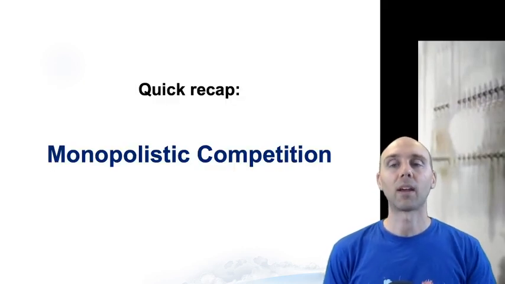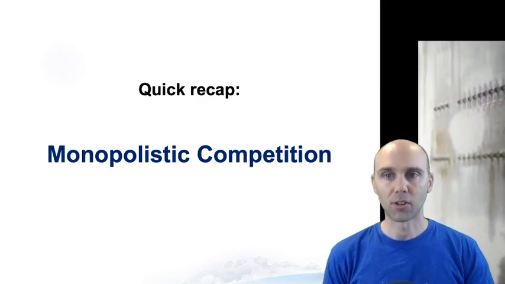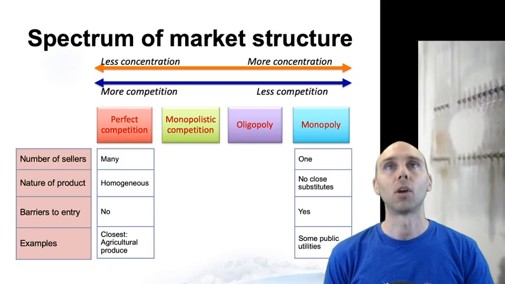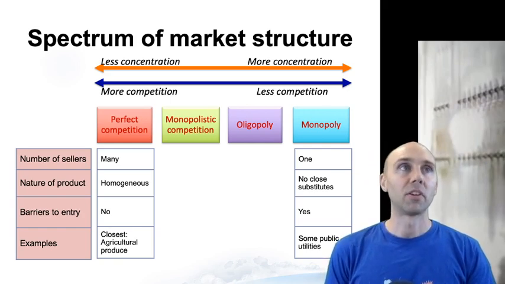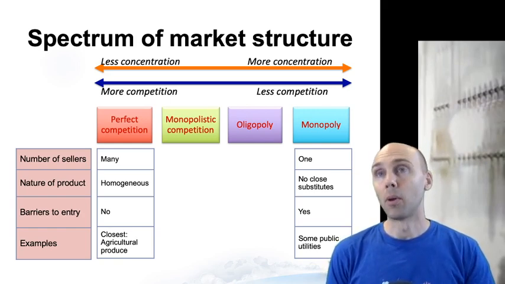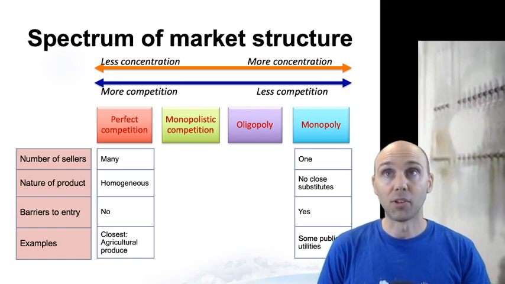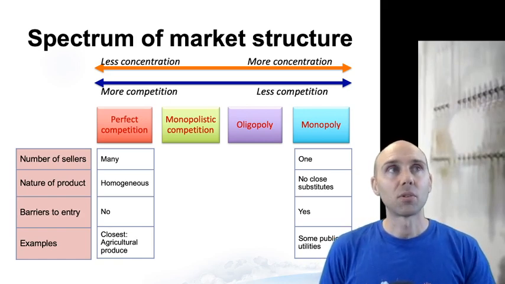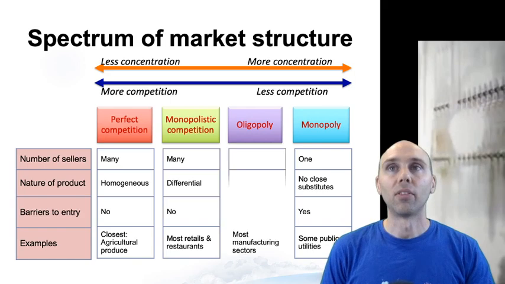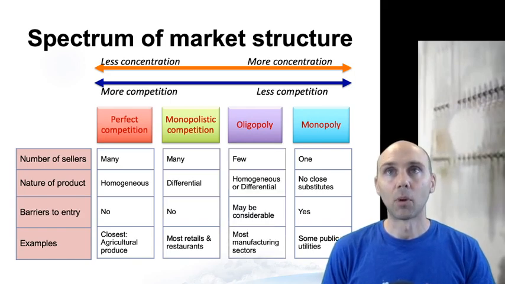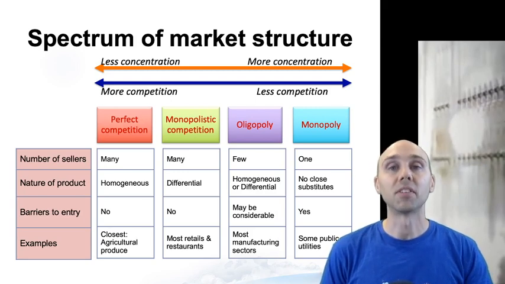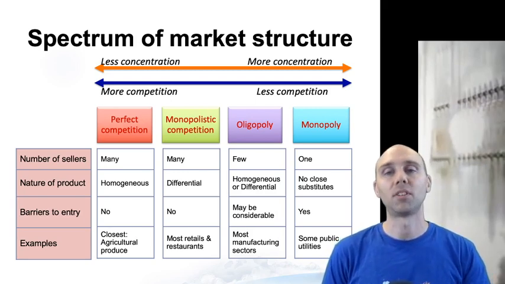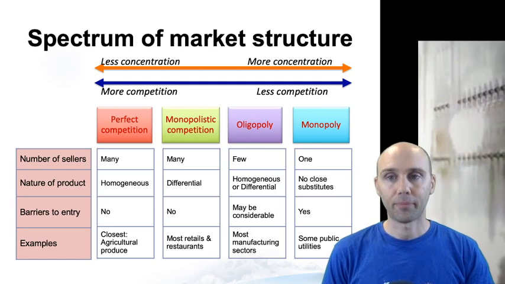So we took a look at the spectrum of market structure, where we looked at markets in terms of their concentration and their competition. We focused first on perfect competition and then monopoly, which is as far away as you can get. And then we sort of tried to zero in on these two intermediate markets, monopolistic competition and oligopoly, both of which have features common to both perfect competition and monopoly.